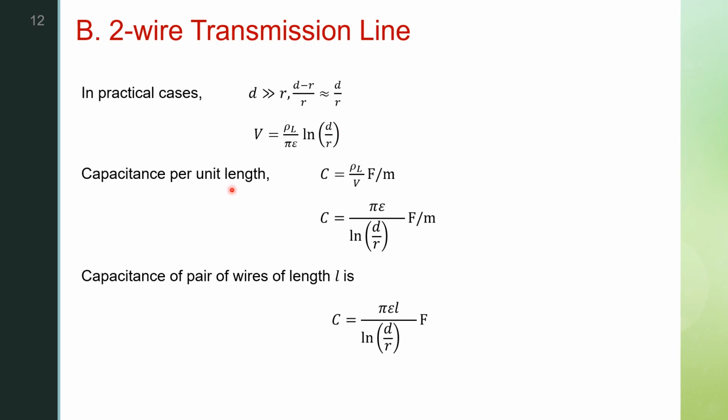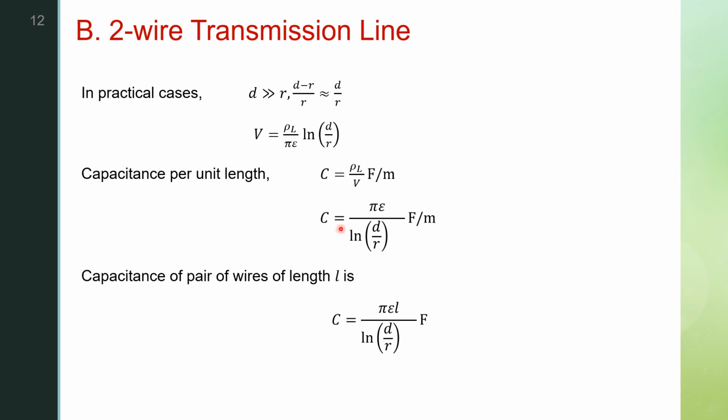So the capacitance per unit length, we know the basic expression is C is equal to Q by V. Since this is line charge density, we have C is equal to rho L by V farad per meter. This is the capacitance per unit length. Substituting the value for V, we get C is equal to pi epsilon divided by ln d by r farad per meter.